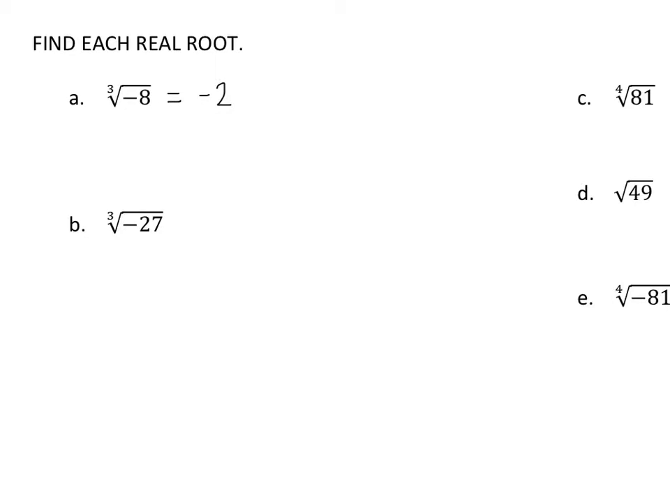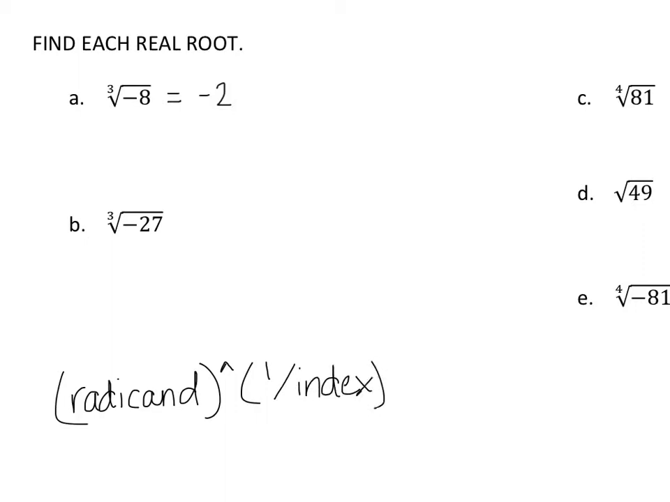Do y'all remember how to put these in the calculator? You put your radicand, so that's the number inside, and raise it to 1 over the index. That's how you put them in the calculator. And this works the best when we actually get whole numbers. Okay, so what's the cubed root of negative 27? Negative 3. Negative 3 is correct.